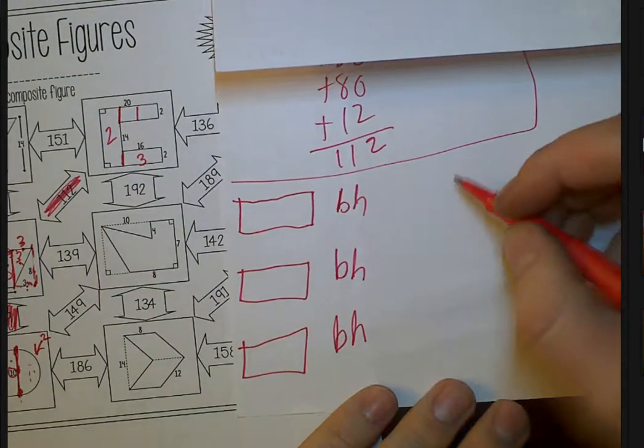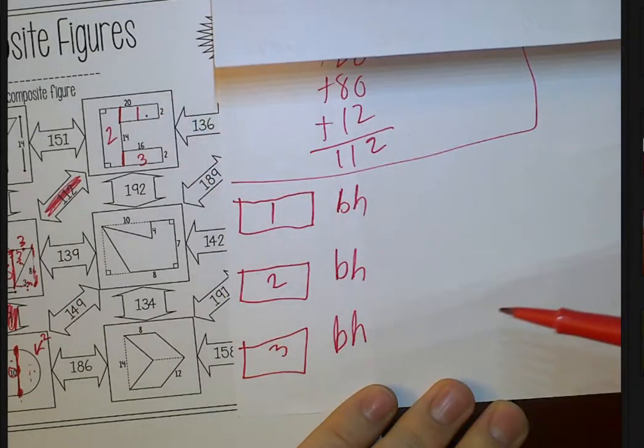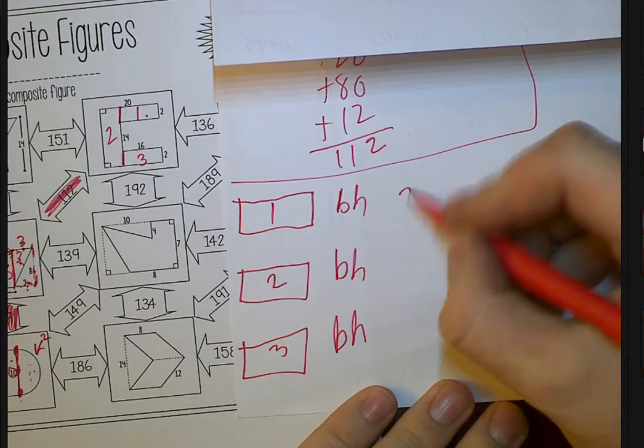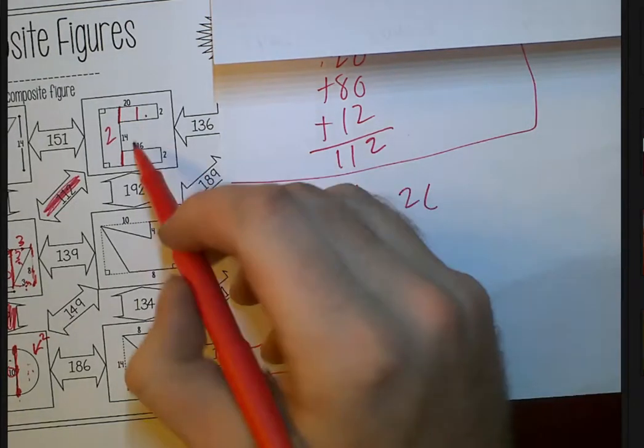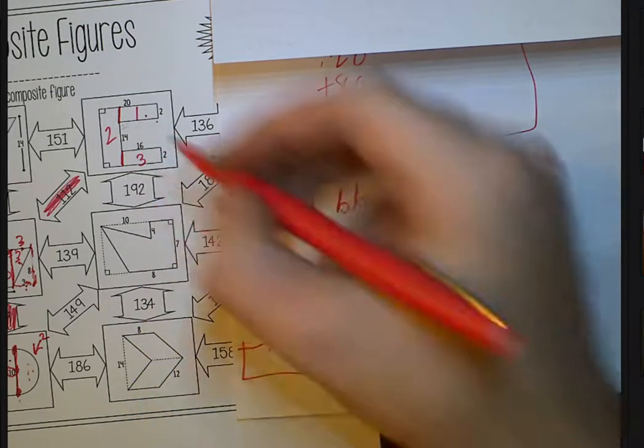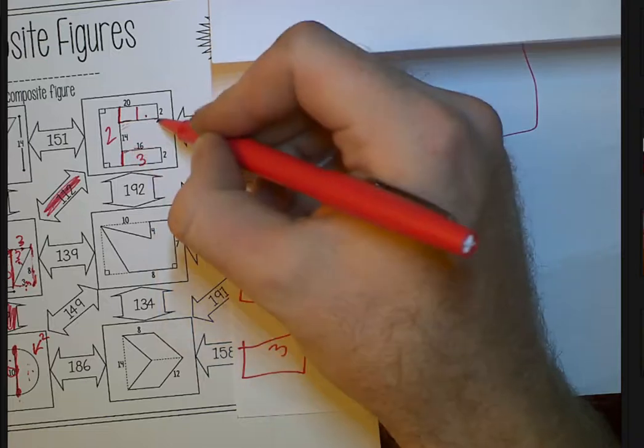Okay, so this is 1, 2, 3. So I'm going to look at 1 first. I see that height is 2. And I can figure out what this length is right here, because this length right here is opposite of this length. Imagine that this was a rectangle.